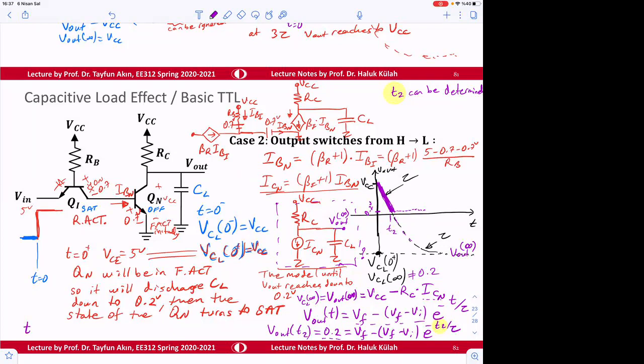So the time between 0 and T1, Qn is forward active. That should be used for your analysis, and that's how you need to solve.